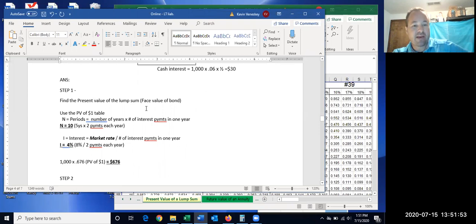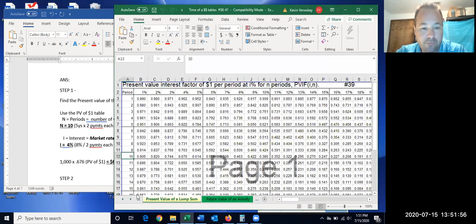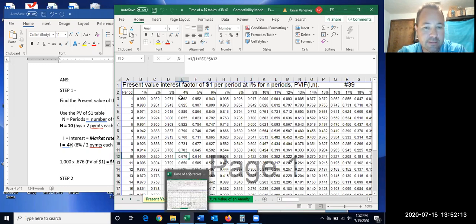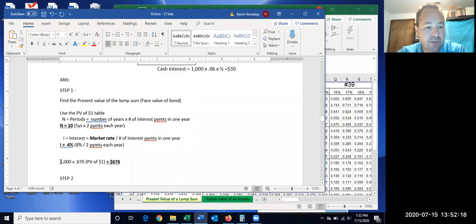Step 1, find the present value of the bond. So we go to our charts and find the one that says present value of $1. That's of a lump sum, and that's what that 1,000 is. That's just a one-time payment. Go to 10 in, go to 4%, our I was 4, 0.676. So I'm just going to take the lump sum times that number, $676. That's what $1,000 in 5 years is worth right now today.